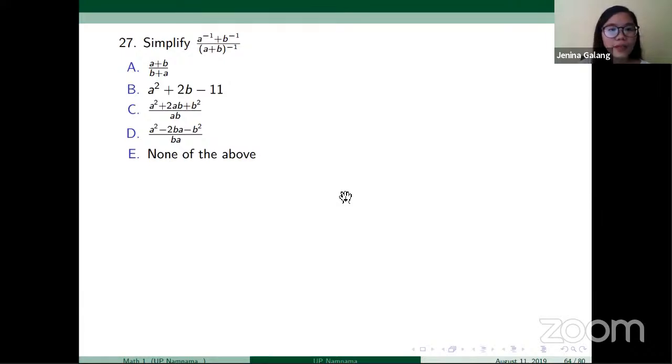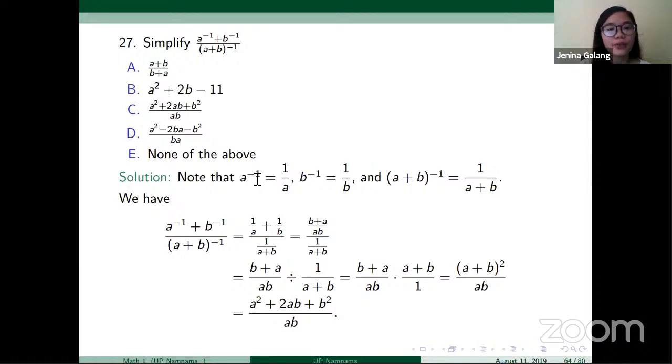So next, simplify this expression. So meron tayong rule of exponent. A raised to negative 1 is just 1 over A. And so, a raised to negative 1 is 1 over a, plus b raised to negative 1 is 1 over b. So, ganun din dito sa denominator. We have a plus b raised to negative 1. We have 1 over a plus b.